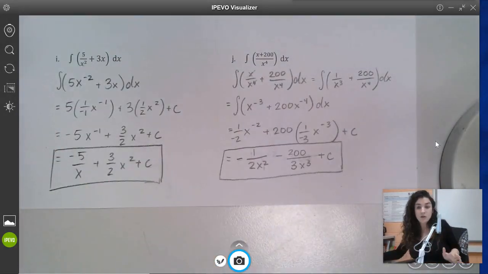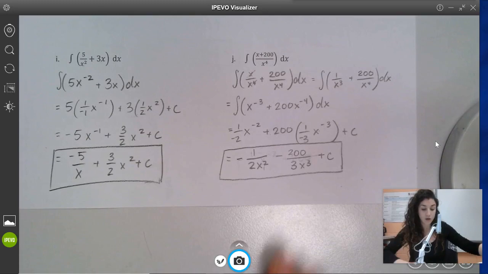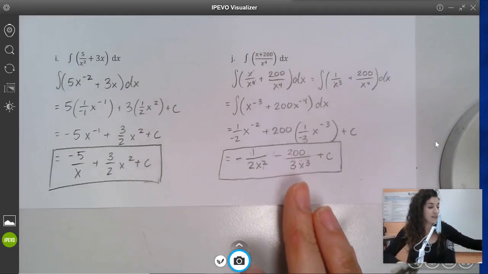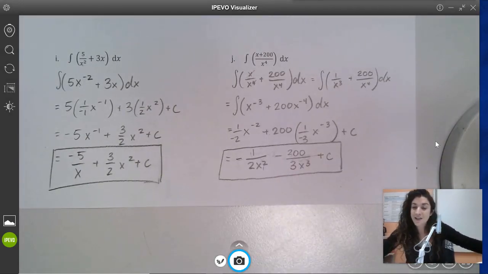All right, that's all we're doing for our notes today. We're going to move on to solving for C. How do we solve for C? We're also going to move on to, as you can see, some word problems. So good job today, guys. We're doing it. We just learned integrals. Fantastic.